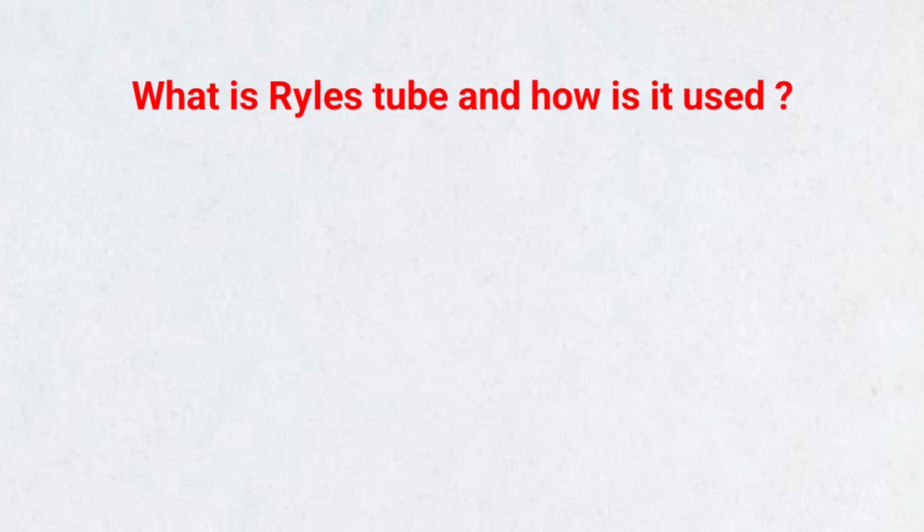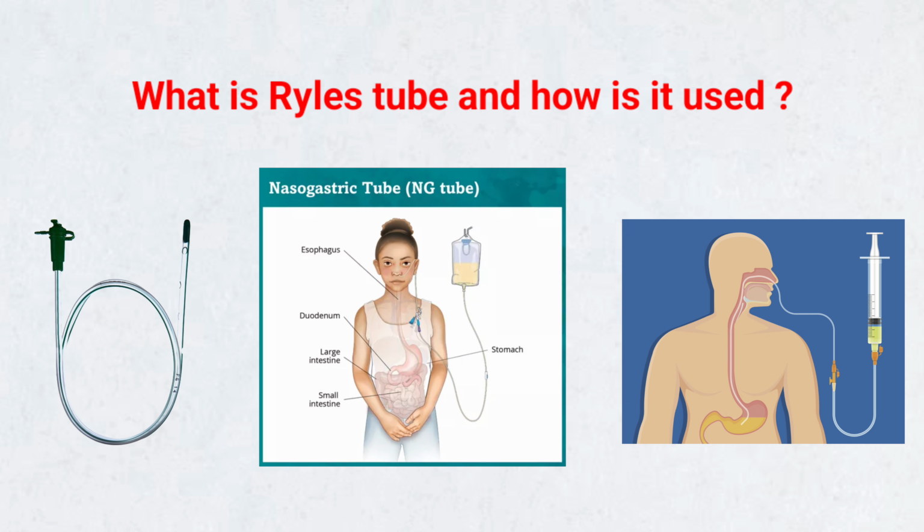What is Rayleigh tube and how is it used? Rayleigh tube is a nasogastric tube used for feeding, medication, and gastric aspiration.